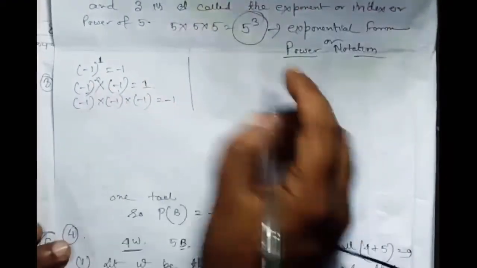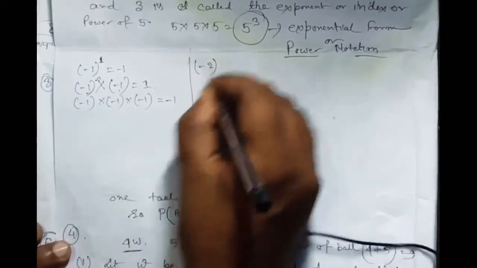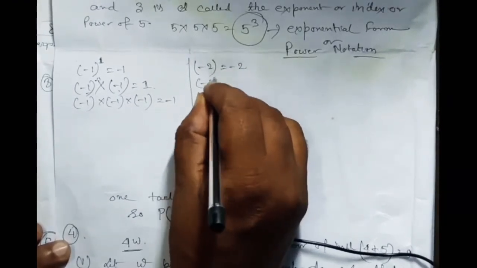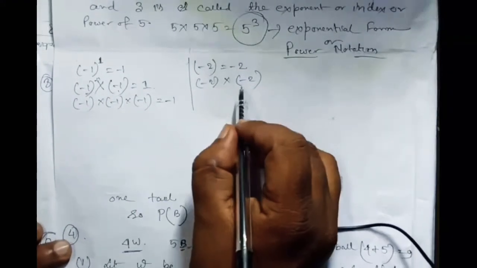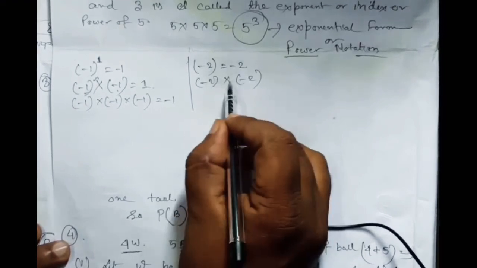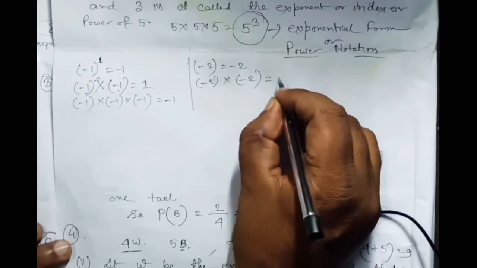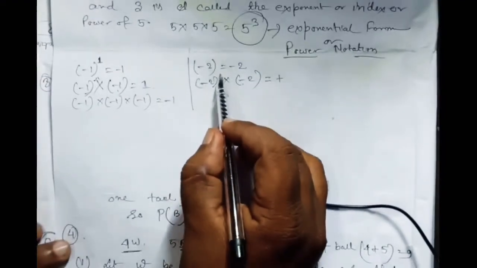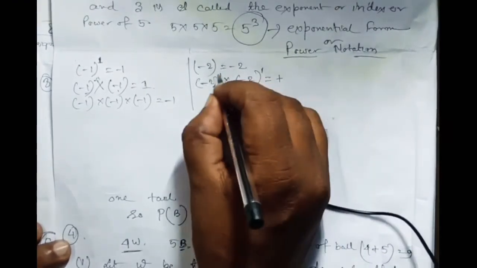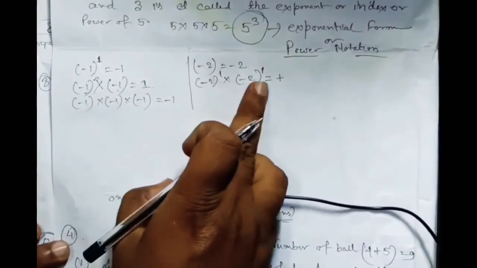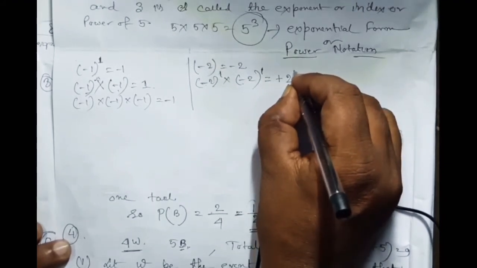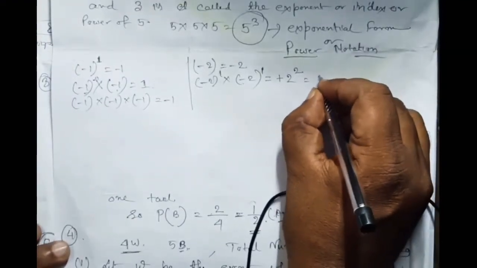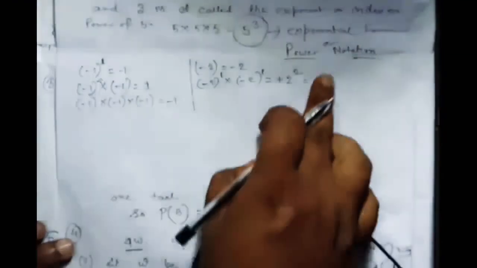Next we are taking -2. -2 means -2. Next -2 into -2. So what will be the sign? First we should multiply this minus: minus into minus is plus. So that should be plus over here. Next the exponent is 1 over here and 1 over here, so 1 plus 1 is 2, so we are getting 2 to the power 2.